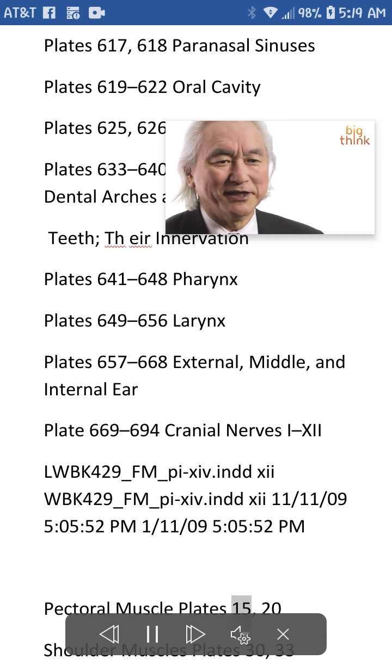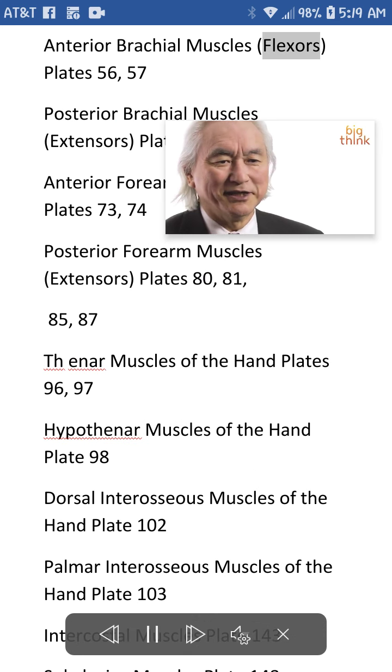Pectoral muscle plates 15, 20. Shoulder muscles plates 30, 33. Anterior brachial muscles, flexors, plates 56, 57. Posterior brachial muscles, extensors, plate 65. Anterior forearm muscles, flexors, plates 73, 74. Posterior forearm muscles, extensors, plates 80, 81.